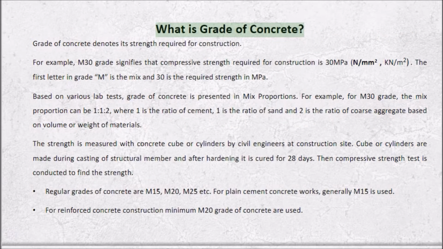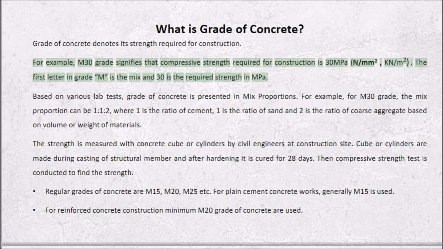What is grade of concrete? Grade of concrete denotes its strength required for construction. For example, M30 grade signifies that compressive strength required for construction is 30 MPa, N/mm2, kN/m2. The first letter in grade M is the mix and 30 is the required strength in MPa.